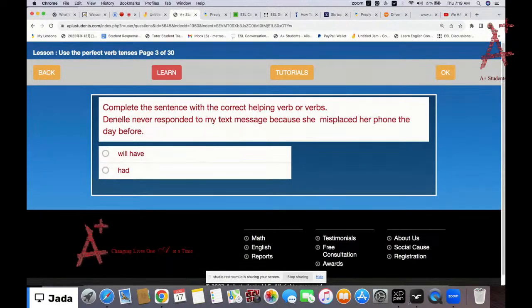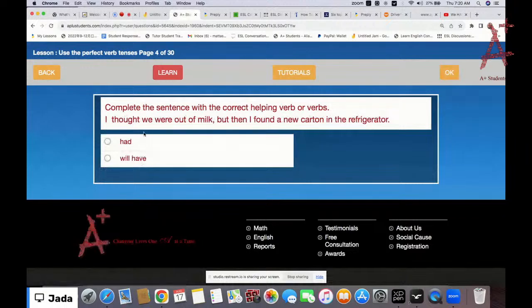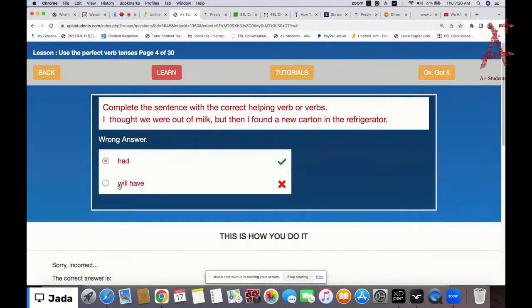Okay, let's say I'm not gonna read this. I'm just gonna pick any answer because I want to show you what happens when it's wrong. I thought we were out of milk, but then I found a new carton in the refrigerator. I just selected any one here and it's wrong. The answer is "had," Aldora. Thank you so much. I just picked the wrong one so I could explain to you.